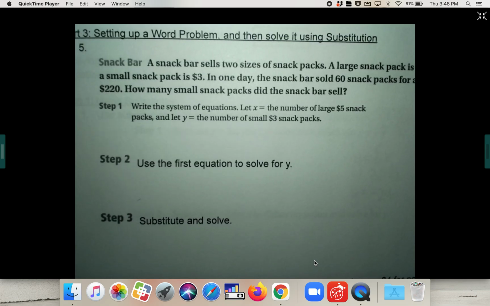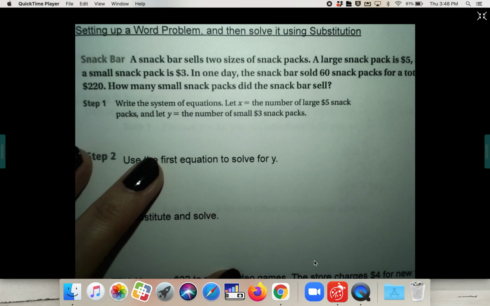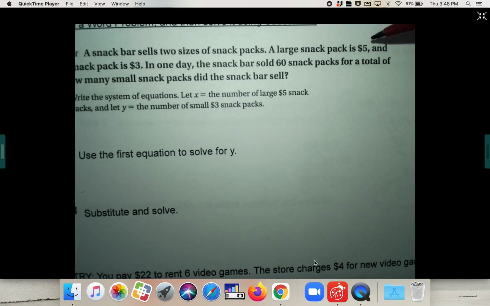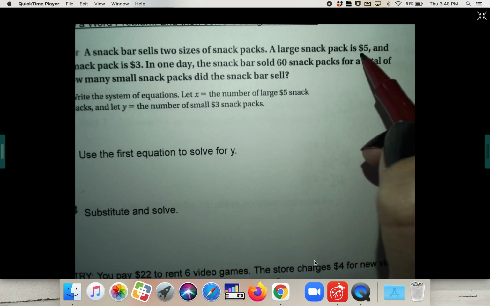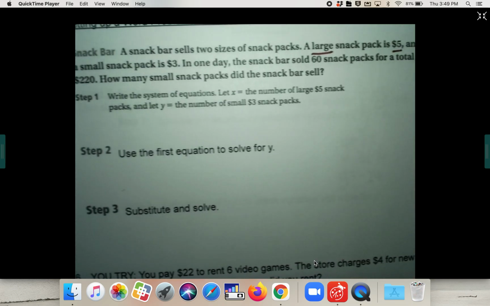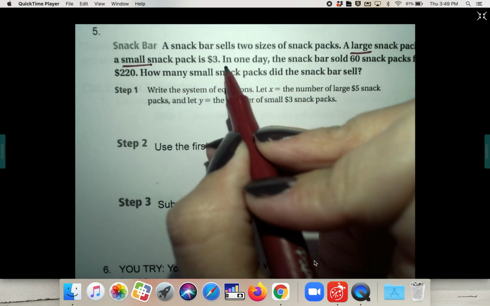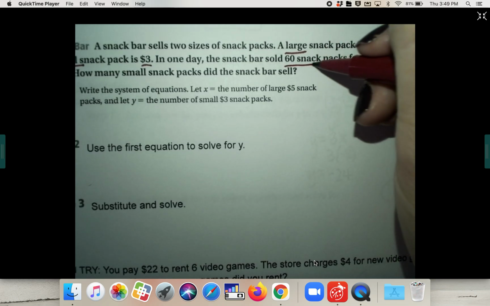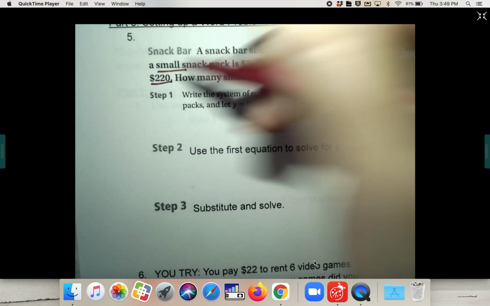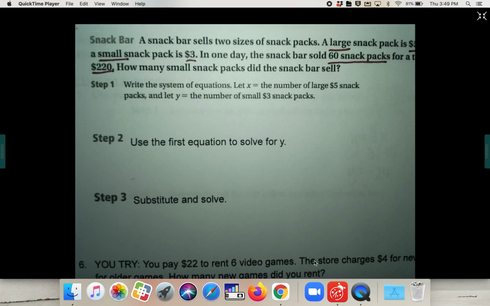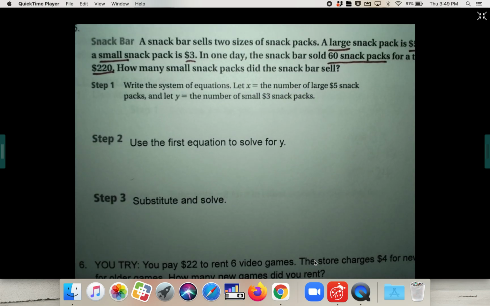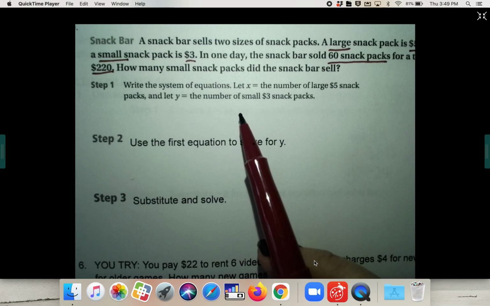Okay, the next part is a word problem. So setting up a word problem and then solving it using substitution. Let's talk about a snack bar. A snack bar sells two sizes of snack packs. A large snack is $5 and a small snack pack is $3. And one day the snack bar sold 60 snack packs for a total of $220. How many small? And then really how many large, but it's just asking how many small snack packs did the snack bar sell. All right, so step one is to write the system of equations.